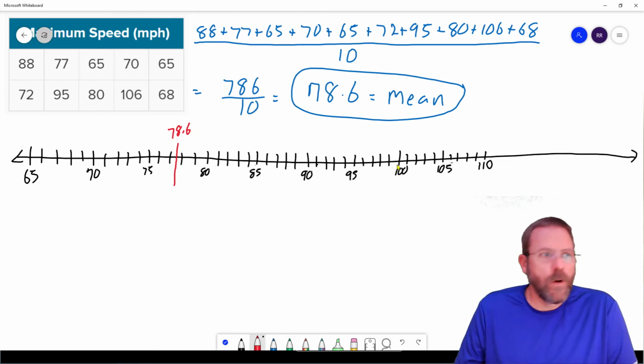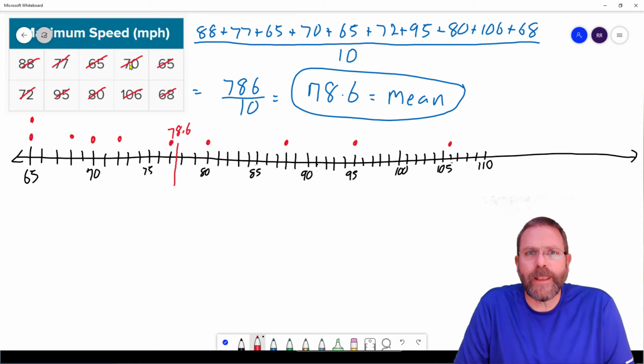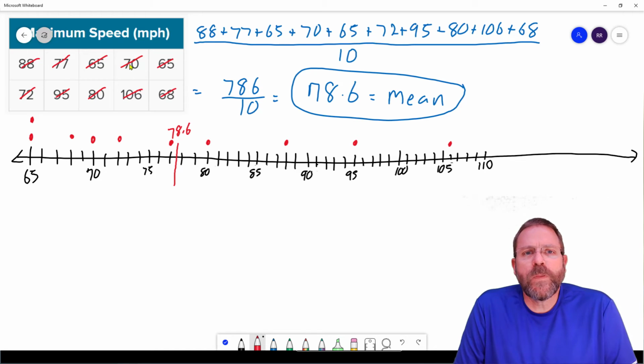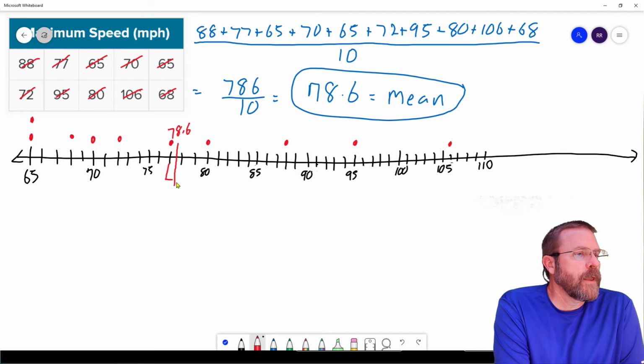Next, I'm going to plot all of my points, which means I'm going to take a 65 right here, knock that one out, another 65, knock that one out, a 70, knock that one out, and now each one of those points is plotted. Now I have to find out what the distance is from each one of those points and our mean. So let's start here close, and that one is going to be a mere 1.6 away.